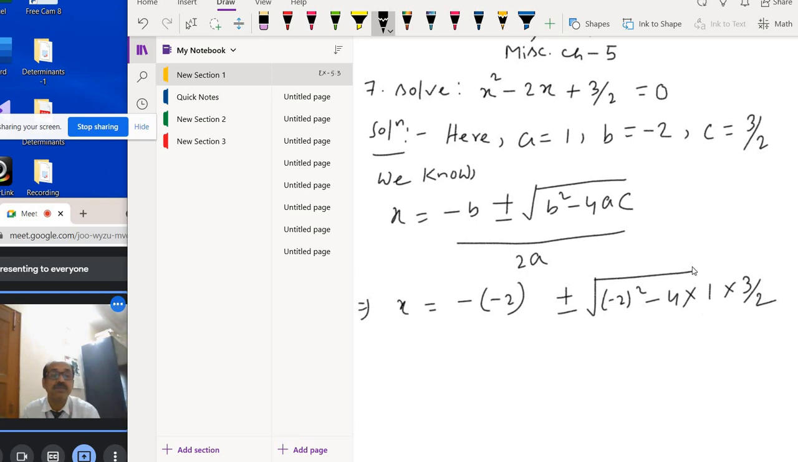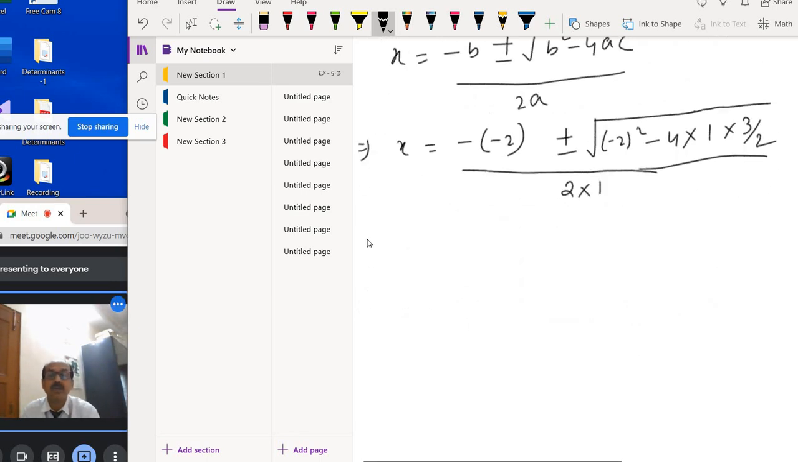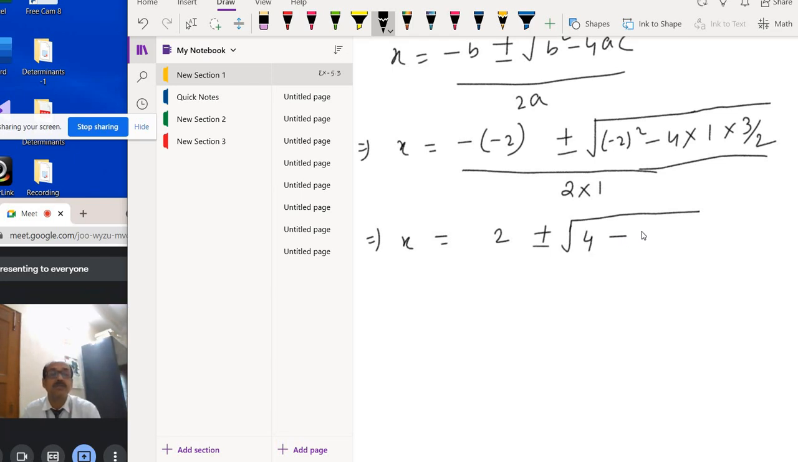Okay. This divided by 2a, 2 into 1. So x equal to minus minus plus 2 plus minus under root 4, 2 square is 4, minus 4 into 3 is 12, 12 by 2 it is 6, 6 by 2.